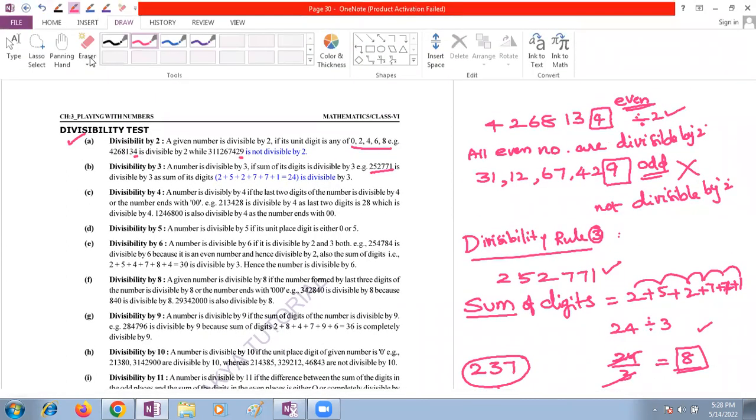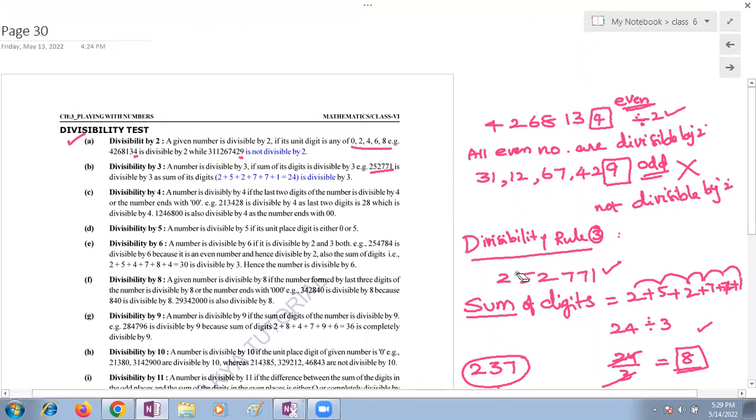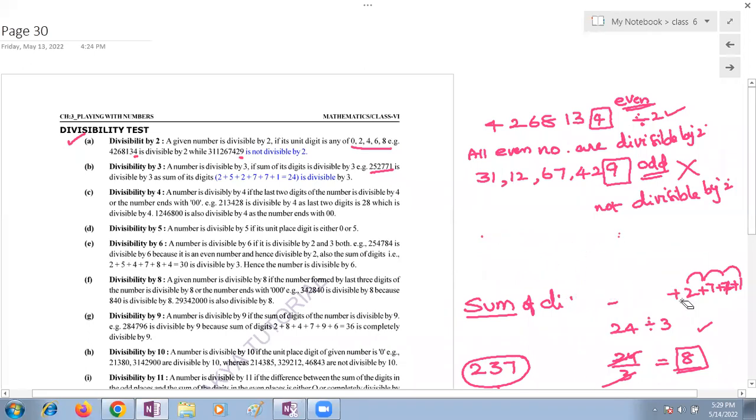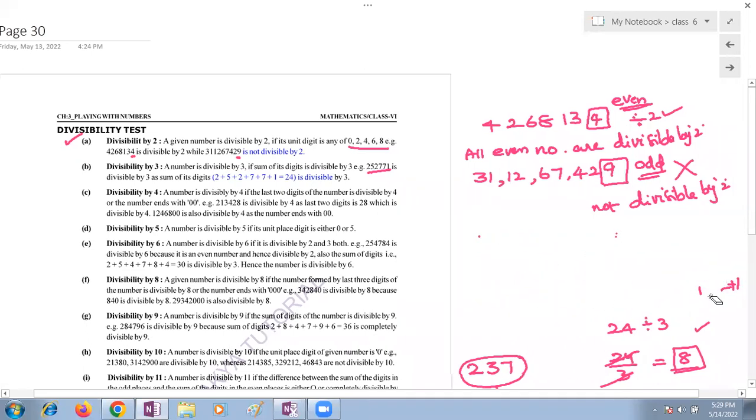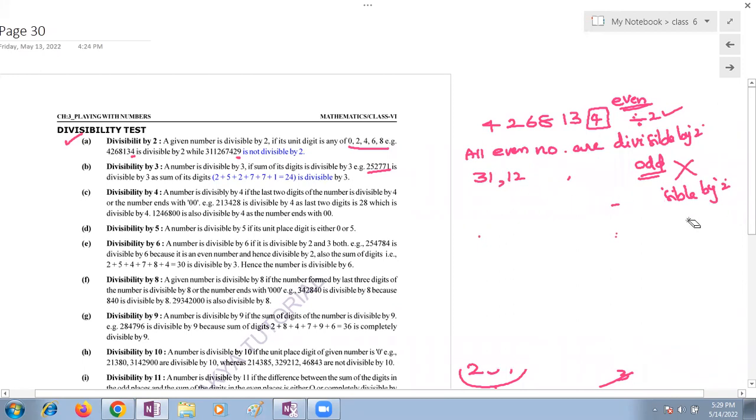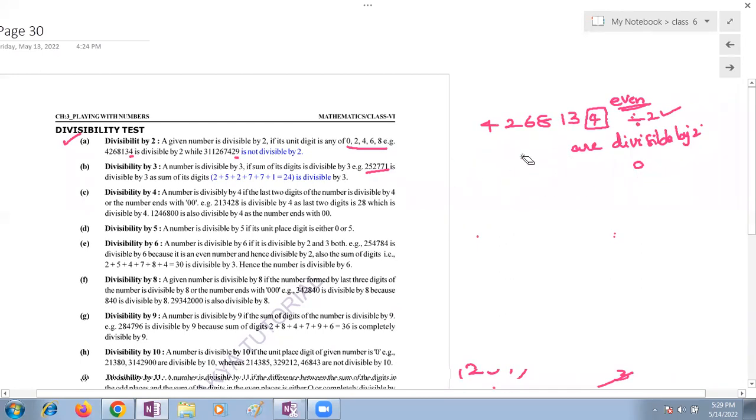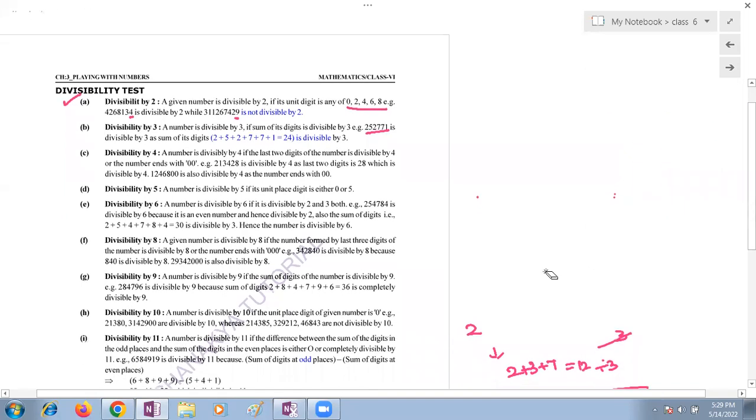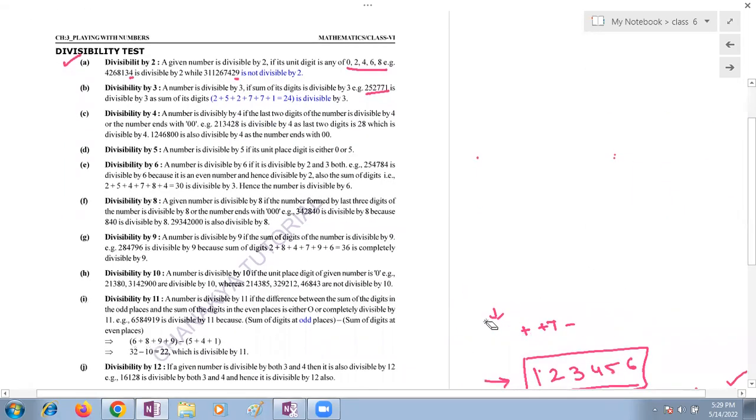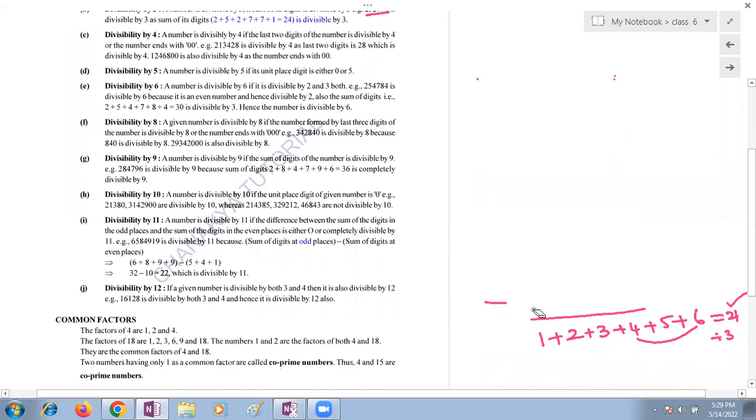Sum of the digits. The sum of the digits should be exactly divisible by 3. Whatever number is given, you add up all the digits in the given number. Whatever result you get, that result should be exactly divisible by 3. Then we can say that the given number is divisible by 3. Now, Advika, please read the divisibility rule of 4.